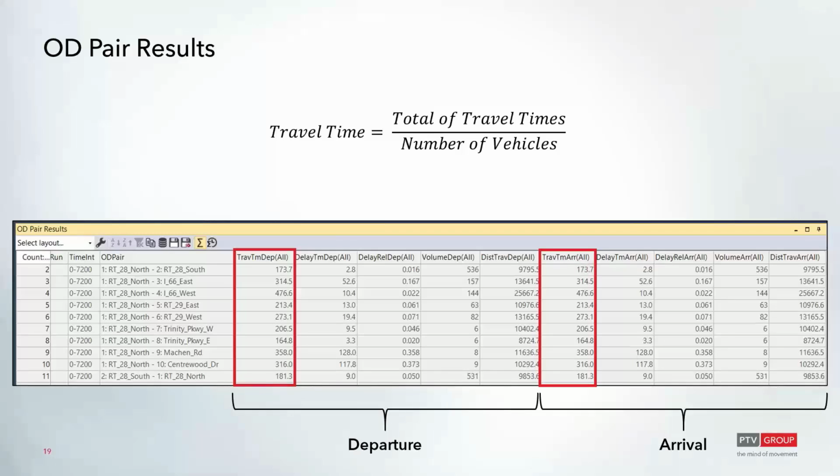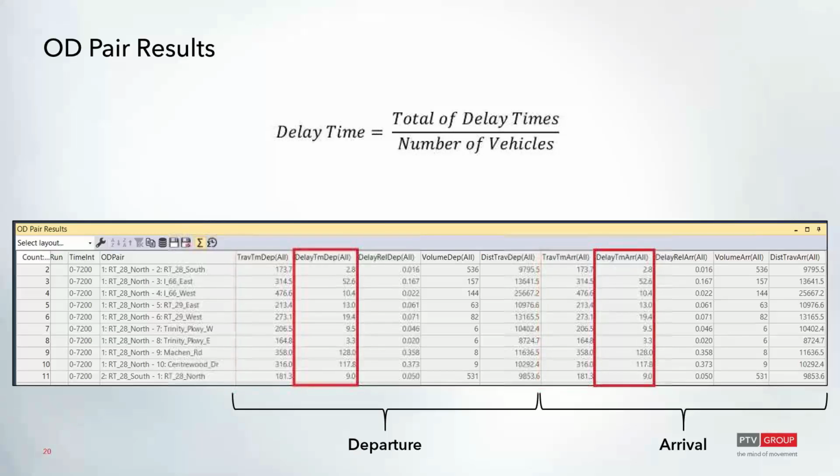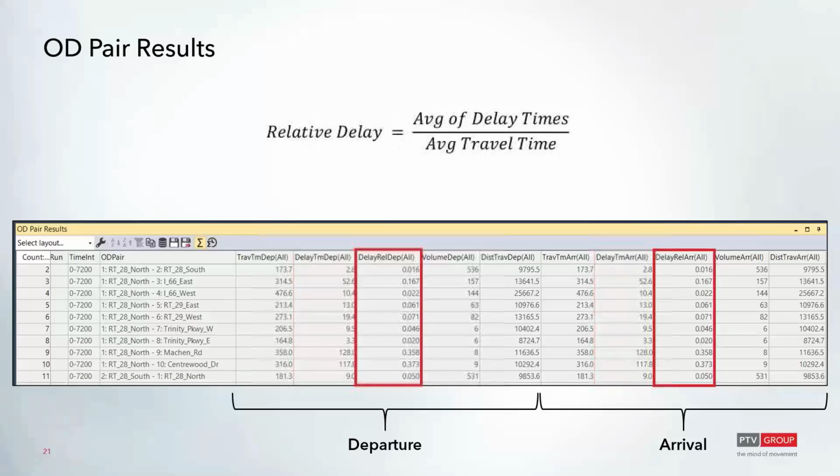So you can just see by looking at the name whether it's for aggregated results based on departure or arrival. And in this case, the results that we have highlighted here are taking a look at the vehicle travel time, which in this case is just the total travel time for the vehicles divided by the number of vehicles for that particular OD pair. And then we also have the delay time, which is calculated as the total delay divided by the number of vehicles. The relative delay, which is the average delay divided by the average travel time.